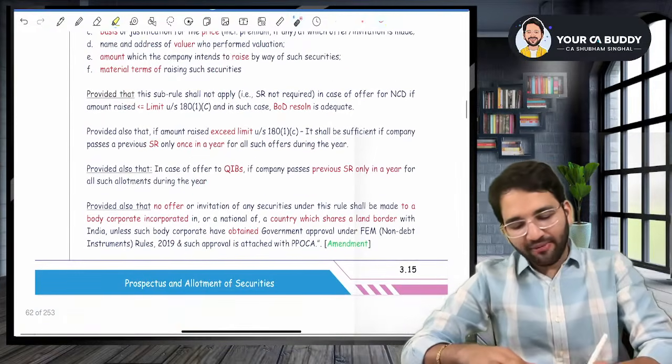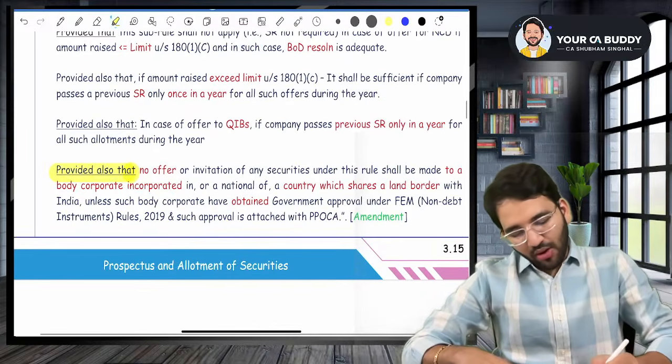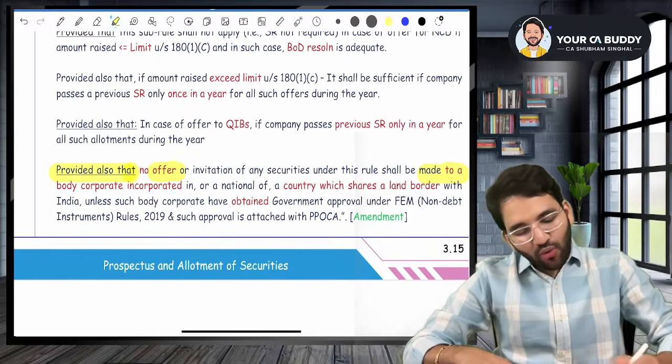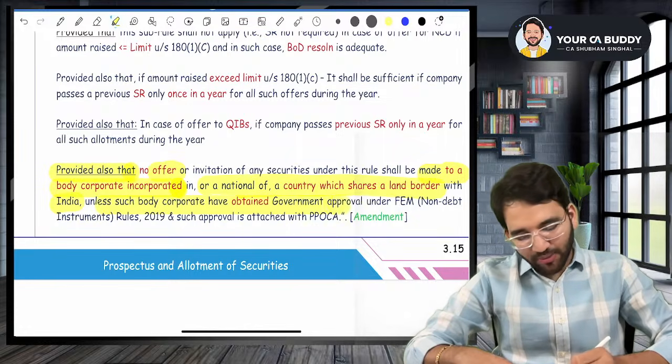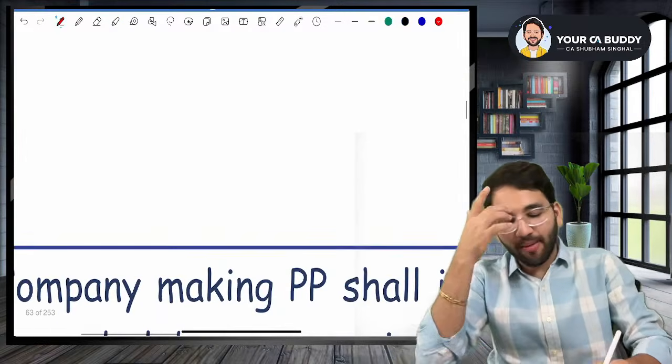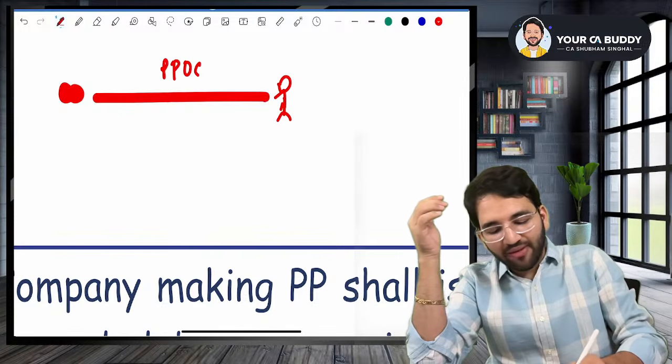One point, please note down. No offer shall be made to a body corporate incorporated in, or a national of, a country which shares a land border, unless the body corporate has obtained a government order and submitted it. So basically, you remember how the company sends PPOCA to the identified person.